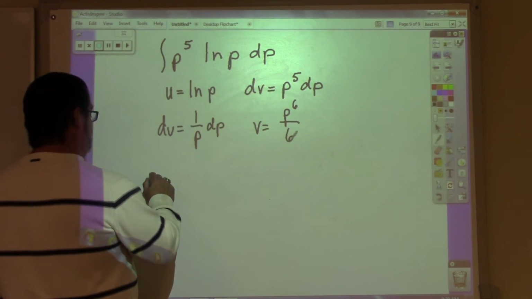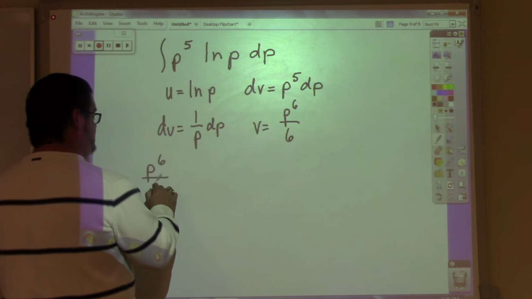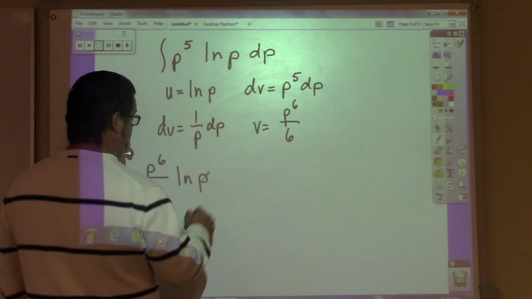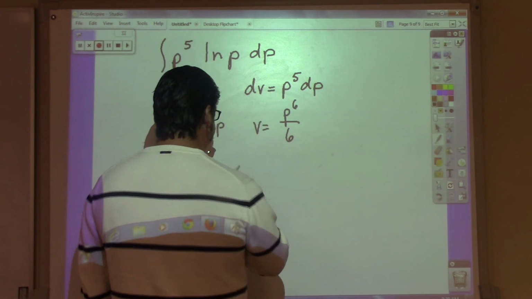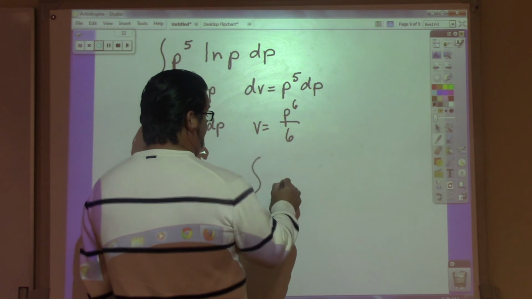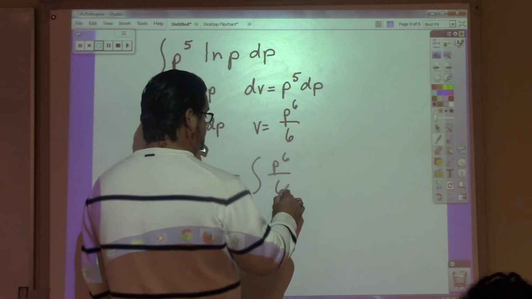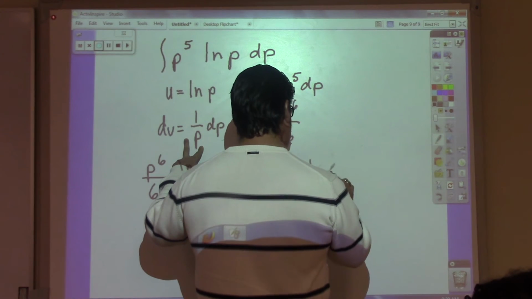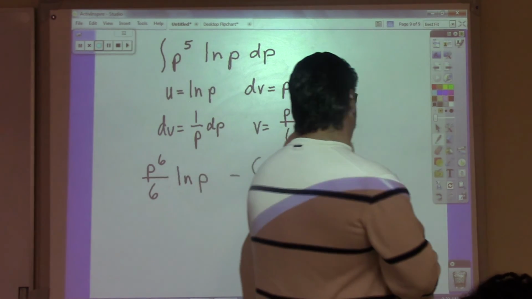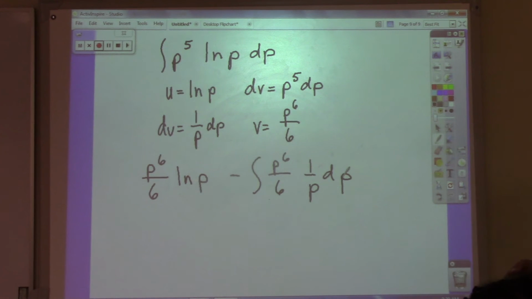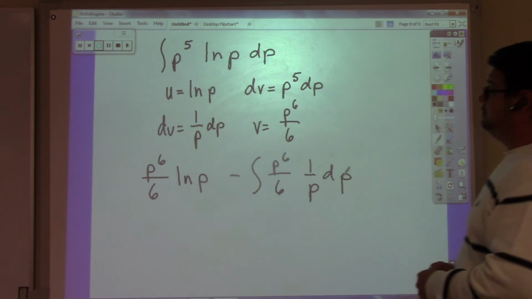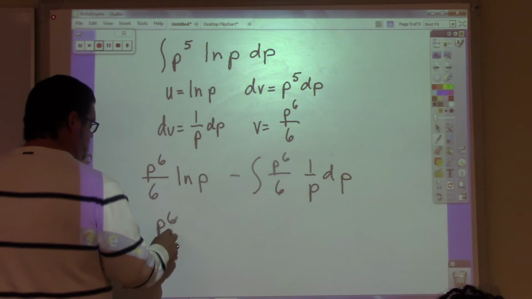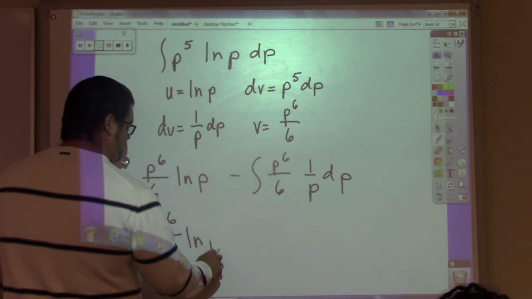Let's see, P to the sixth over 6, natural log of P, minus the antiderivative of P to the 6th over 6 times 1 over P dP. Do a little bit of cleaning up. Can't clean this up any. So P to the 6th over 6, natural log of P.